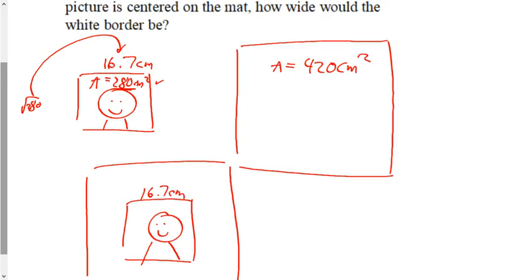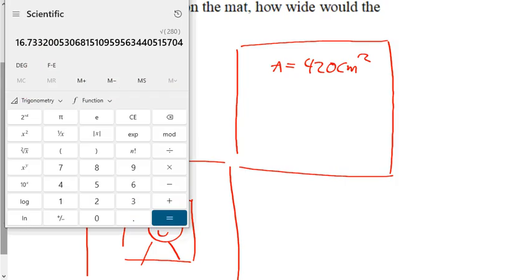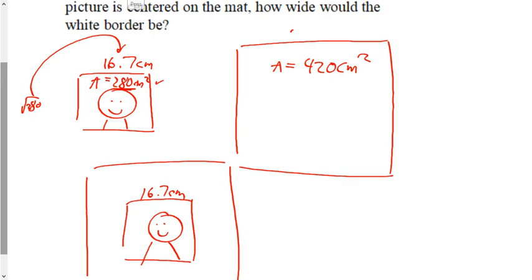Then the length of the border will be the square root of 420. Square root, you get 20.5. I'm going to round that to one decimal place. 20.5. Ooh, that's useful. I'm going to write that down here. And how wide would the white border be? It's asking me what is this width here. That's really what we're looking for, correct? And that's going to take a little bit of thinking, a little bit of thunking.